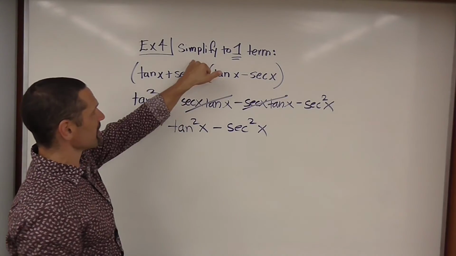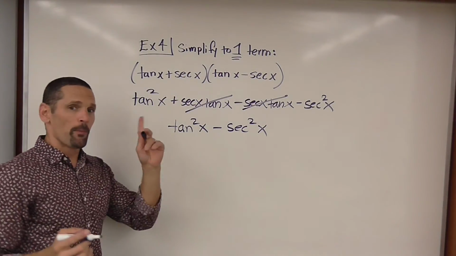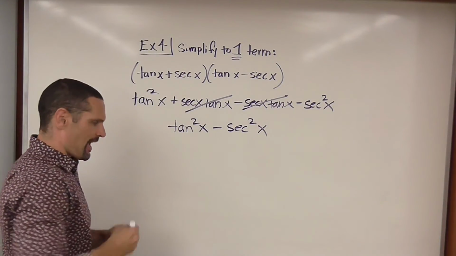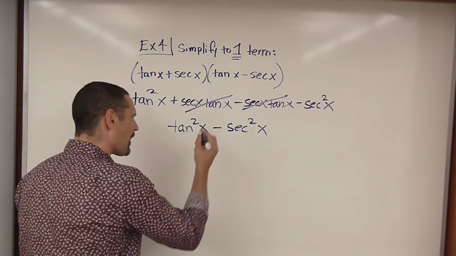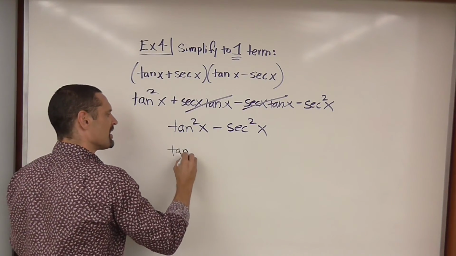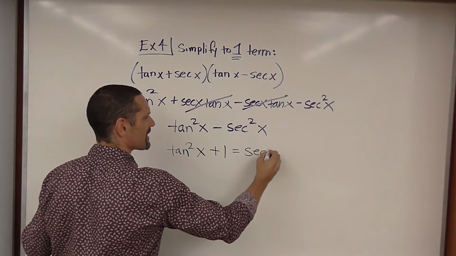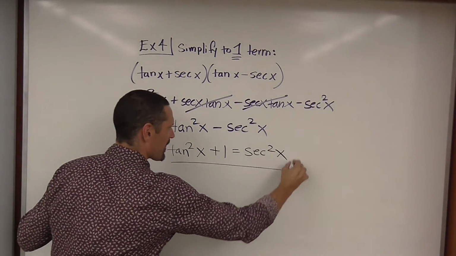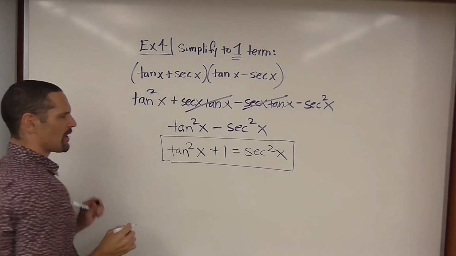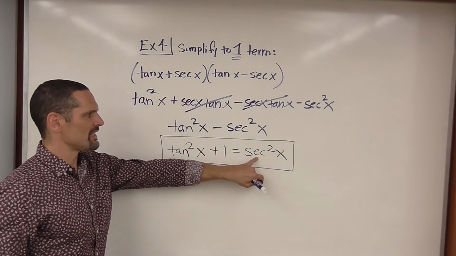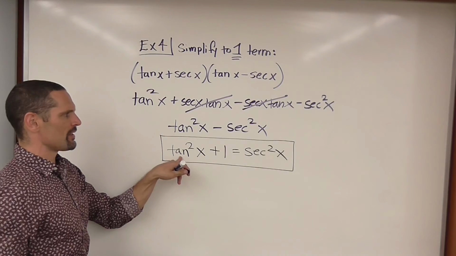Maybe we're stuck because it says simplify to one term. But we do know the Pythagorean identity. I'll change colors and go aside. We know that tangent squared x plus 1 equals secant squared x. This is a Pythagorean identity I asked you to know. That means anytime we see secant squared x, we can substitute in this.